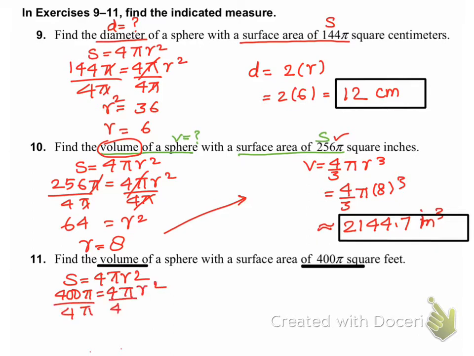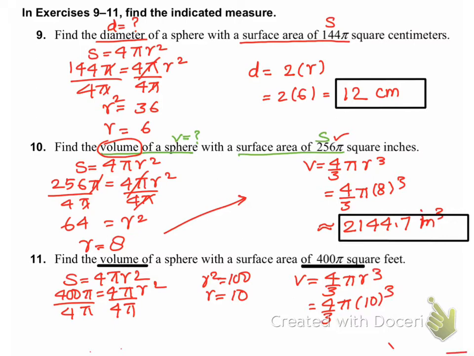I need to isolate r, so r square is 100, r is 10, and I can find my volume by 4 over 3 pi r cubed. Just plug it in. 4 over 3 pi 10 cubed, and when you simplify it, your answer is roughly equal to 4188.8. And what should be the unit? Because we're finding volume, so feet cubed. That's our answer.